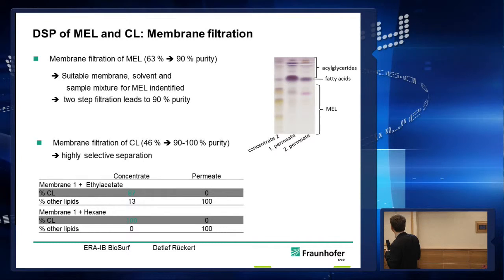And for the CLs, we even found a better procedure. Here the CLs went almost to 100%. Well, that's barely readable here, but using a membrane hexane mixture, we could basically completely separate the lipids that were in the permeate from the biosurfactant that was in the concentrate. So this was a very successful downstream process that can be used further on.